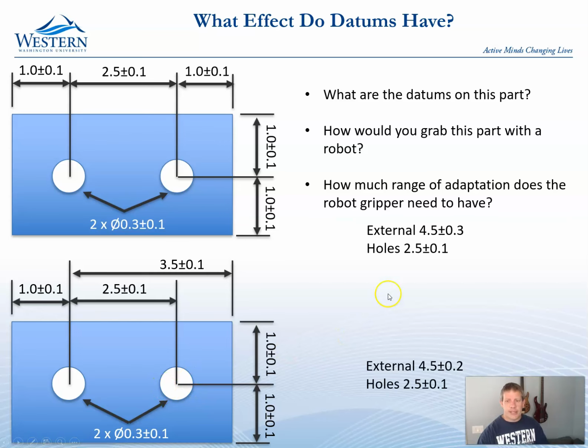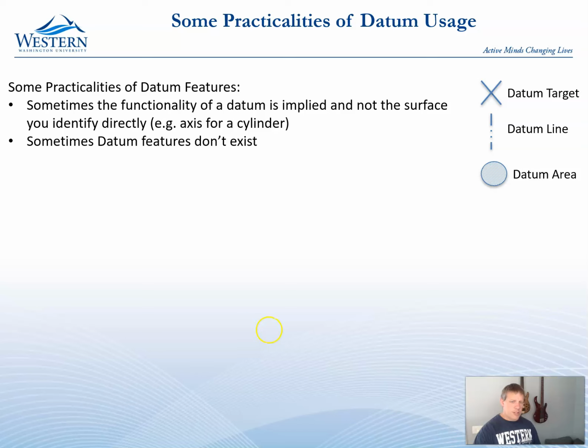And so in this case, the gripper does not have to have as big a range. And so this is a much more functional way to identify the part, and it's also probably going to function more like you actually wanted it to function. So there are some practicalities of datums.